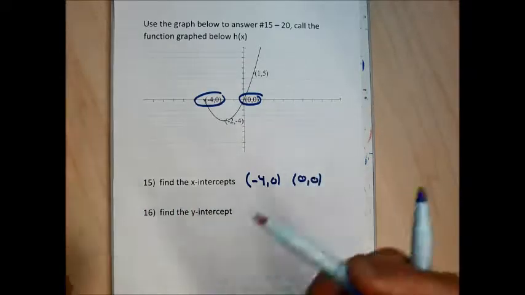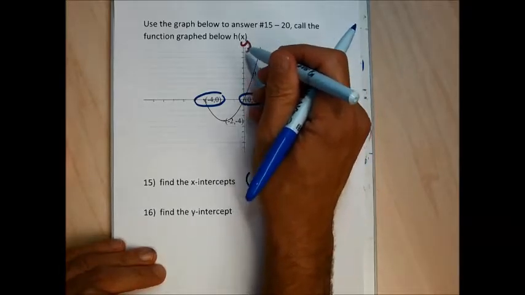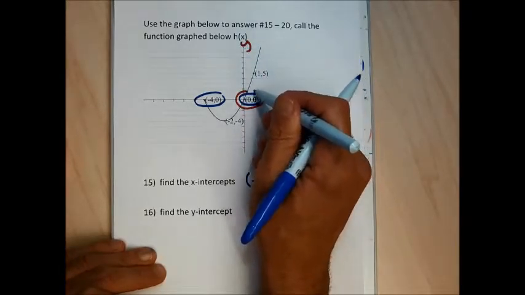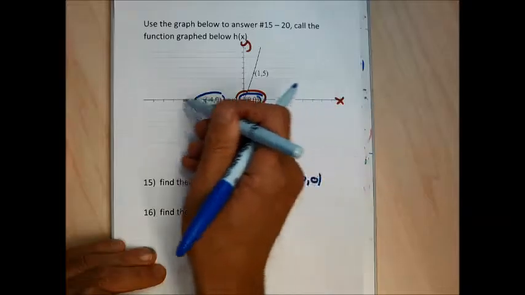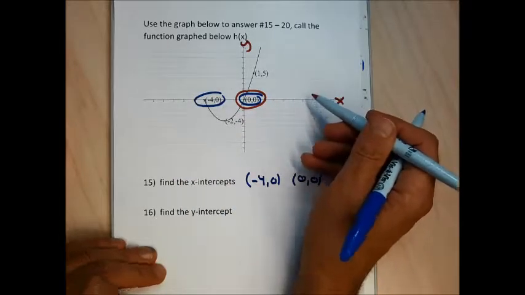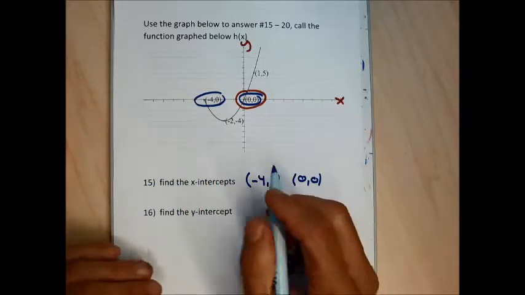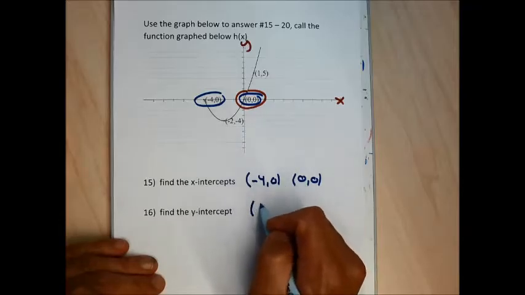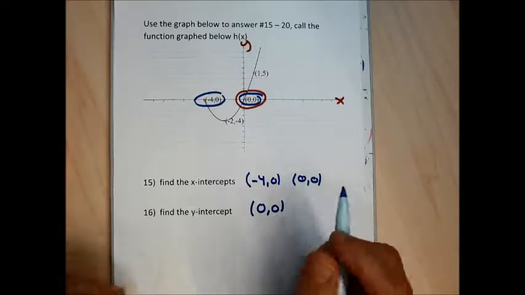The y-intercept is going to be any point on the y-axis, and the only point on the y-axis is that 0, 0. That 0, 0 is on both the x and the y-axis, so it's going to be both an x and a y-intercept. It's the only point on the y-axis, so the y-intercept is only the point 0, 0.